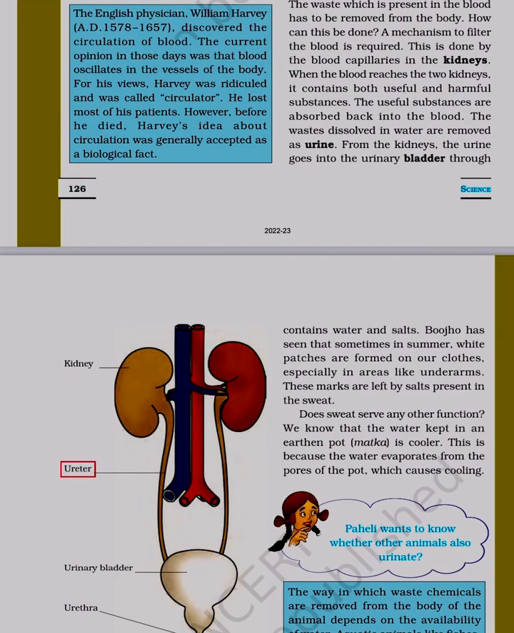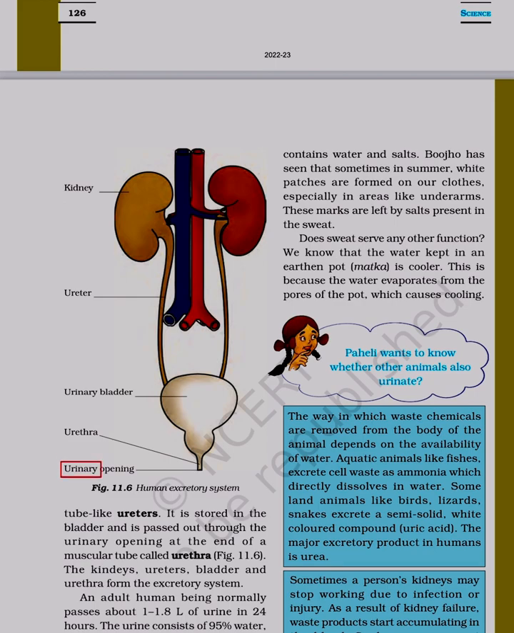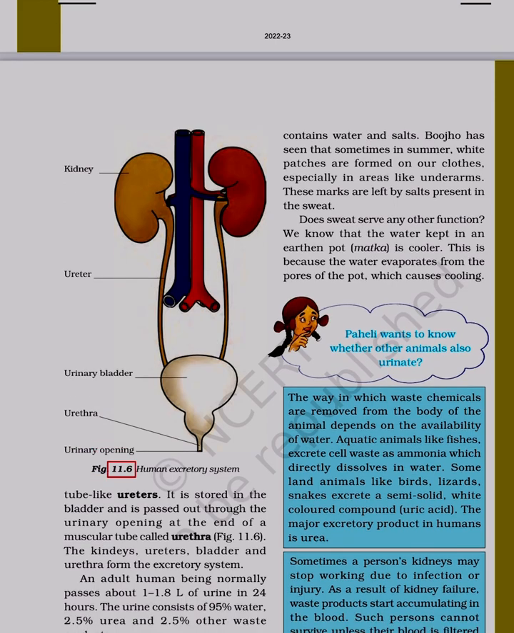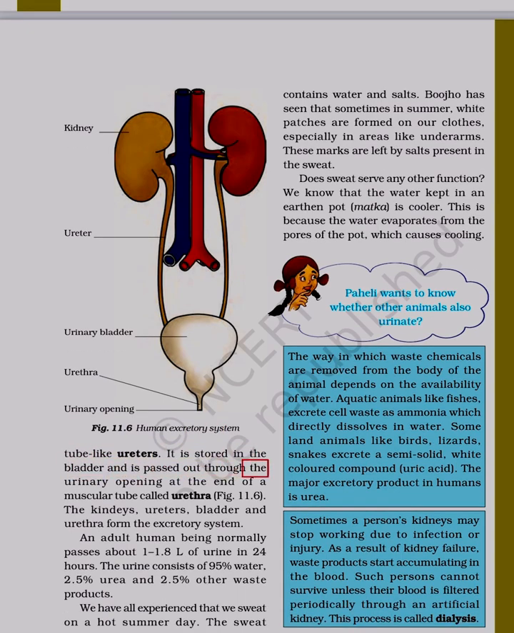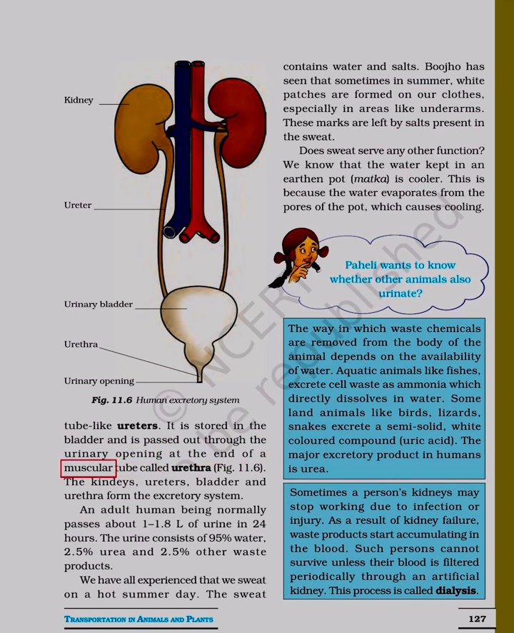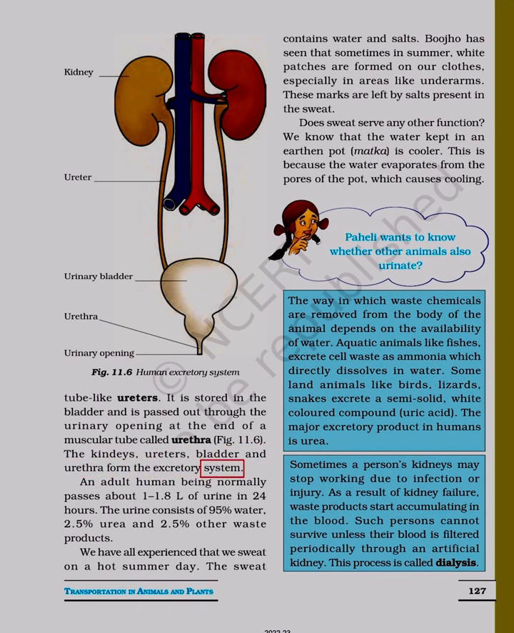Kidney, ureter, urinary bladder, urethra, urinary opening. Figure 11.6 Human excretory system. Tube-like ureters. It is stored in the bladder and is passed out through the urinary opening at the end of a muscular tube called urethra. Figure 11.6. The kidneys, ureters, bladder and urethra form the excretory system.